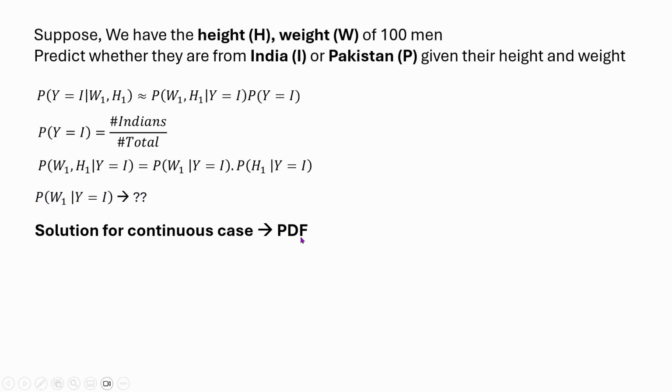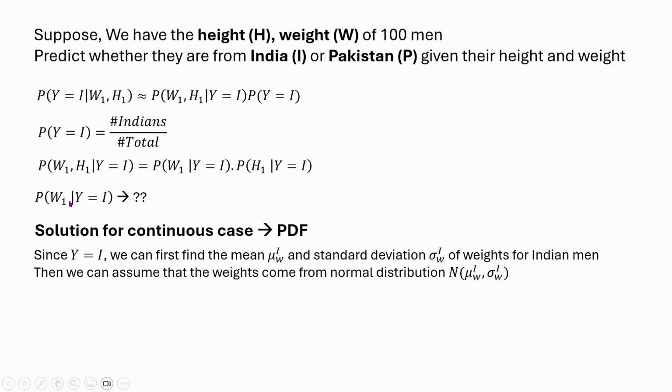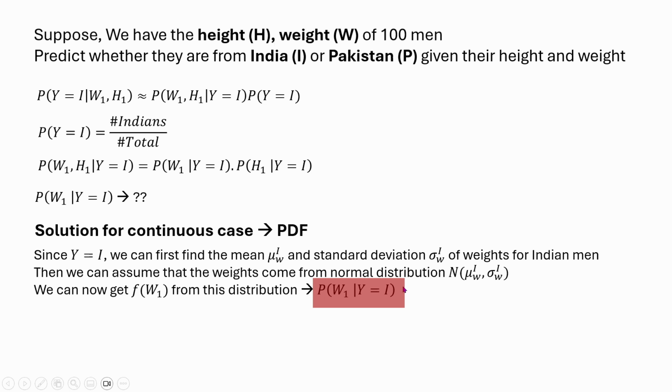Let me elaborate what I mean. First, since y equal to I here, that means it's an Indian man. We are assuming that the weight is from an Indian man. We can first find the mean, mu wi, and standard deviation, sigma wi, of all the weights of all the Indian men that we have. And then we can assume that all these weights are coming from a normal distribution where the mean is this and the standard deviation is this. And then we can simply get fW1, which is the density of this distribution at the W1 point, and that is going to be our probability value.